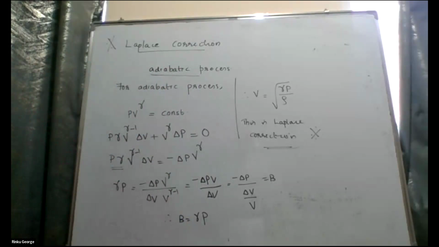Newton explained that velocity is equal to root of P by rho. But Laplace made a correction in that equation, saying that the process was not isothermal but adiabatic. That was the correction made by Laplace. That's it. So they will ask what is Laplace correction. Explain Laplace correction. That is how they will be asking. Two or three they can ask. Laplace correction is very important.